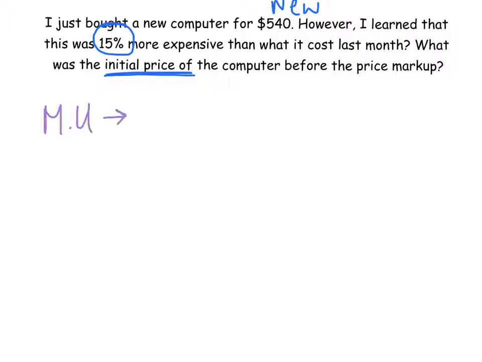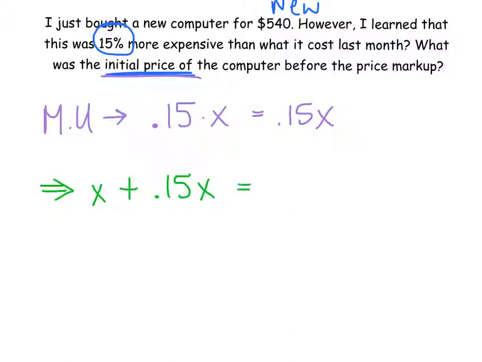Markup, you take your percent in decimal form, 0.15 times the initial cost, which is our unknown, and so we are going to call it x. So we have 0.15x for the markup. Now, putting it into the equation, initial price, unknown, we're going to call it x, plus our markup, 0.15x, equals our new cost of $540.